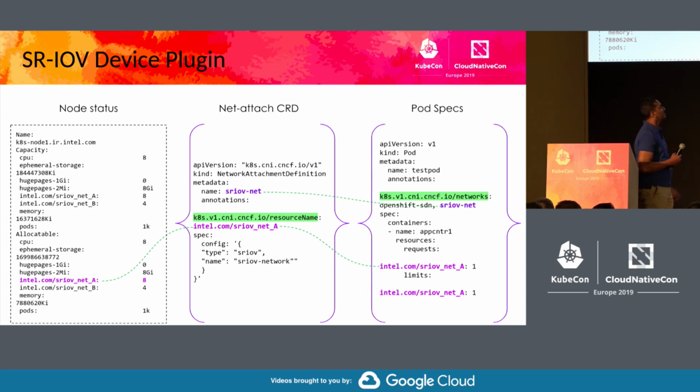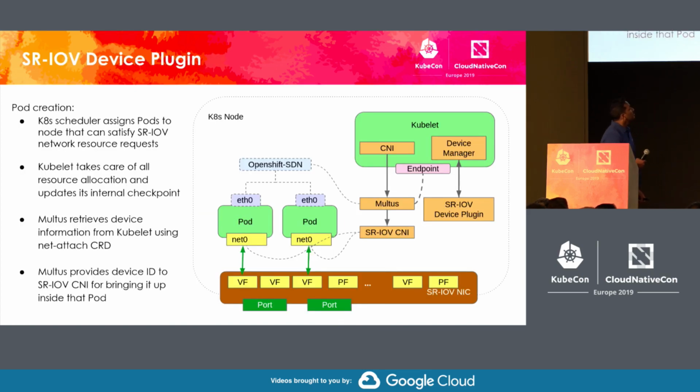Then in the pod spec, we have this network CRD annotation in there, and then we also add this resource request that we're going to use one VF from this SR-IOV resource pool. So this is the overall flow. You have a pod coming in with the SR-IOV network resource requirement in the pod spec, and once the pod is scheduled to this node, kubelet does the resource allocation through the device plugin, and then Multus, during the network creation, attaches those VFs into the pod.